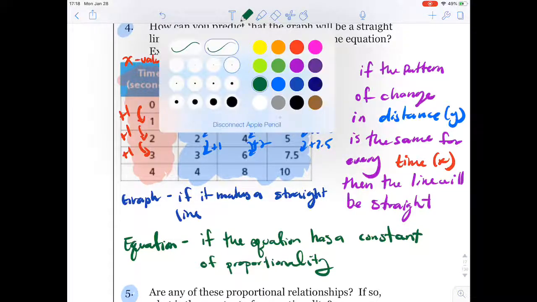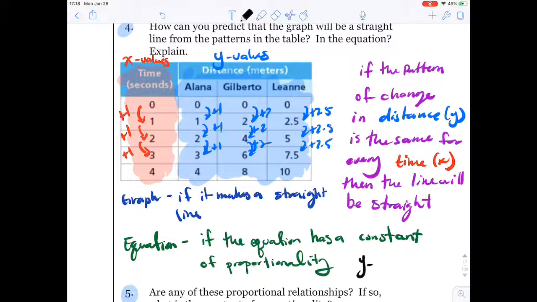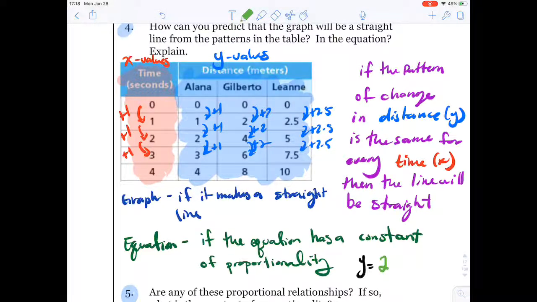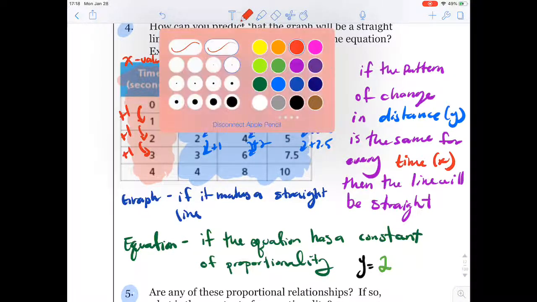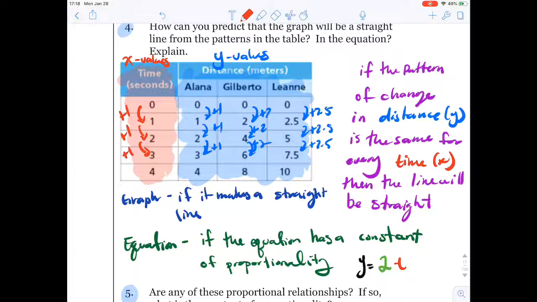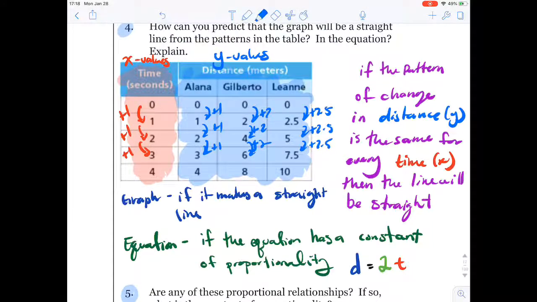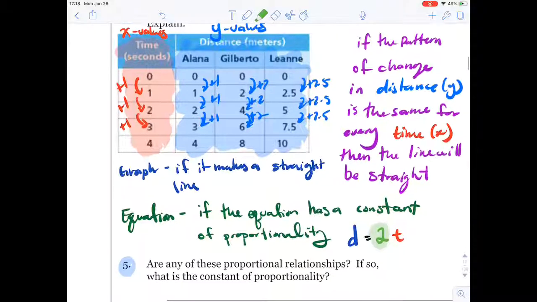Okay, and the constant of proportionality shows up in an equation like y equals. For example, Gilberto is 2 meters per second. I'll call that time. And you know what? I should use the same signs I was using earlier. If it has a number like this, a constant of proportionality or a slope or a rate, then it is a straight line. Okay. All right.